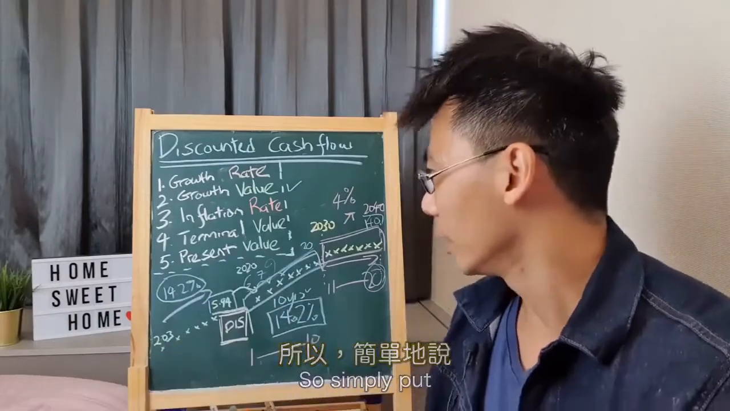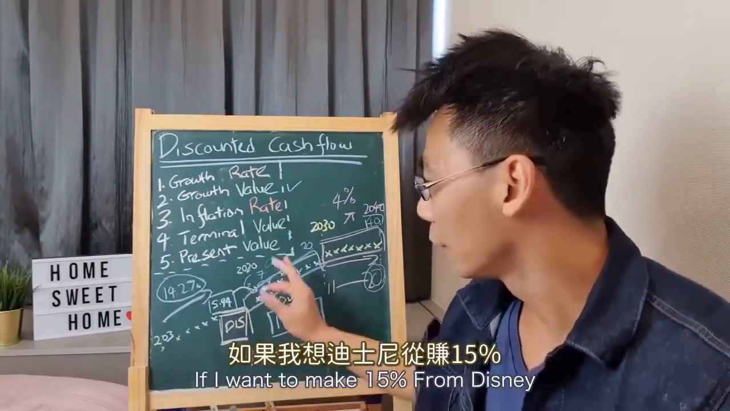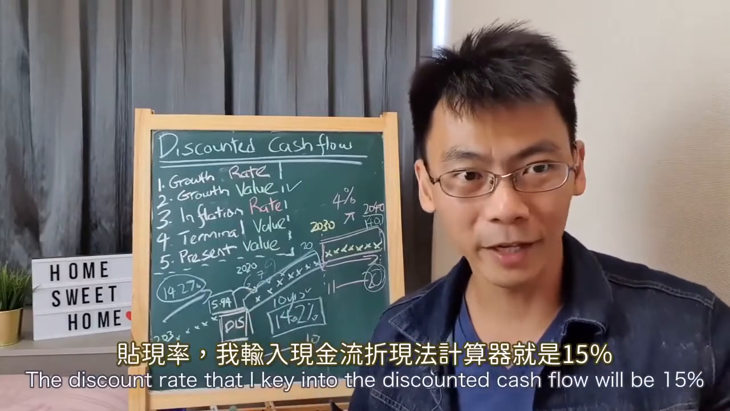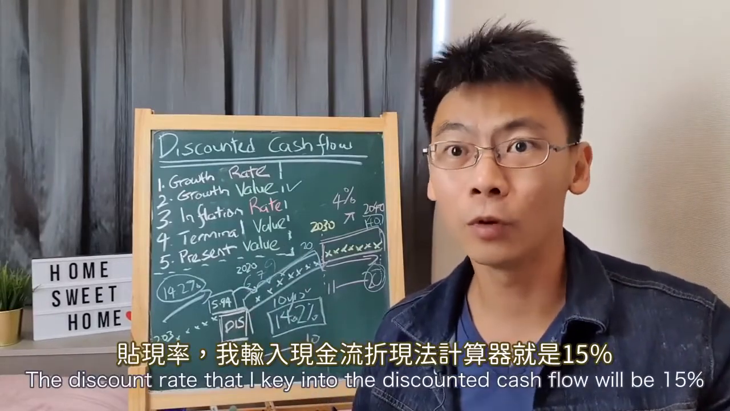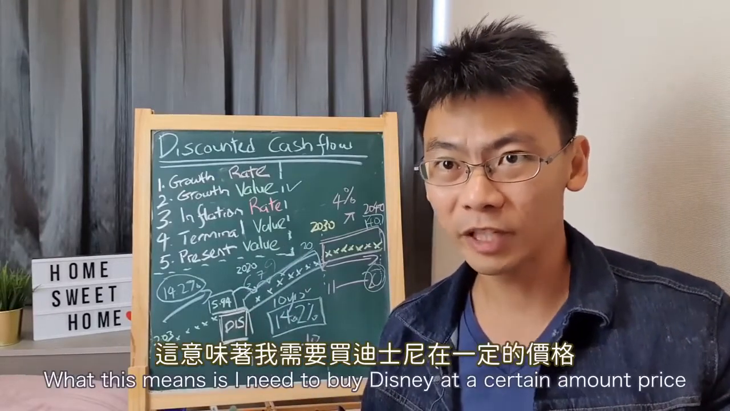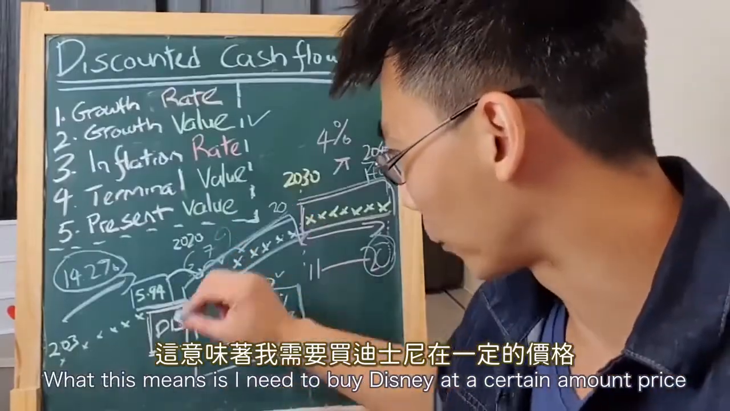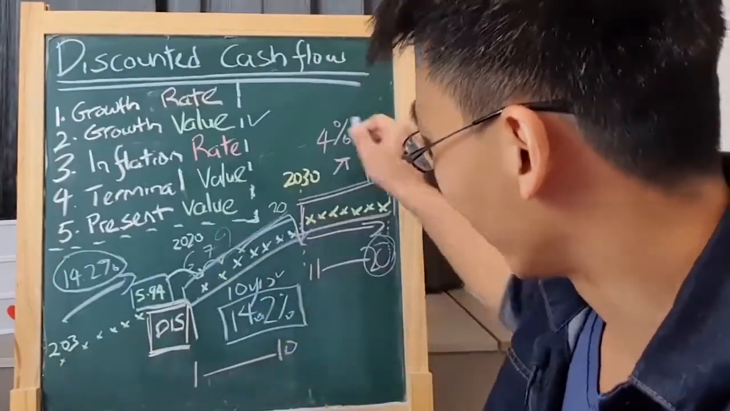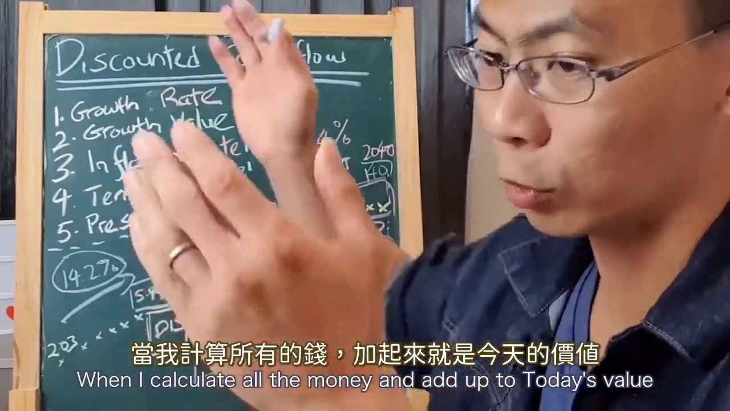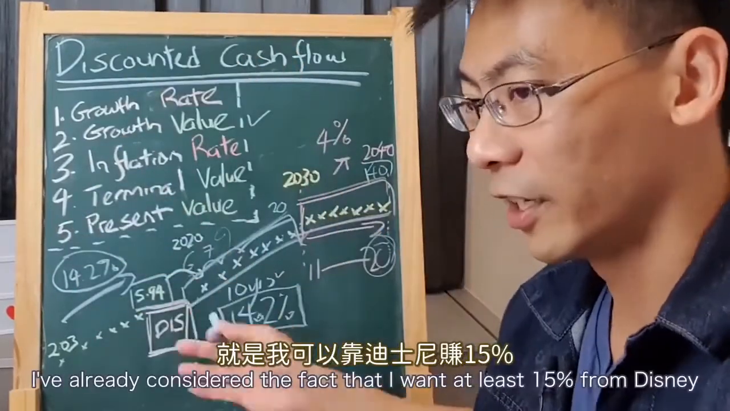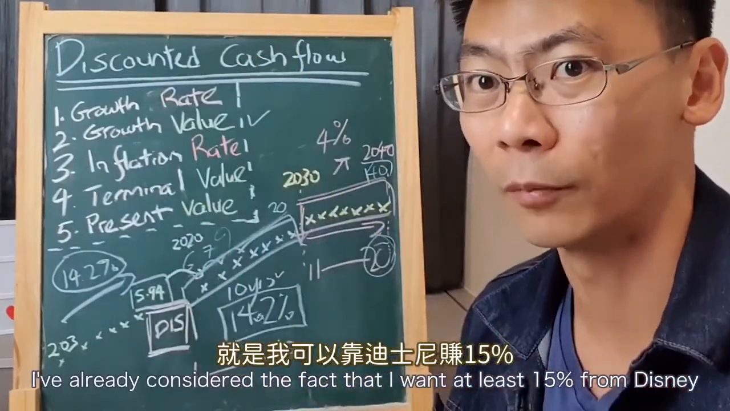So simply put, if I want to make 15% from Disney, the discount rate that I key into the discounted cash flow will be 15%. What this means is I need to buy Disney at a certain price, and as they make me money, when I calculate all the money and add it up to today's value, I've already considered the fact that I want at least 15% from Disney.